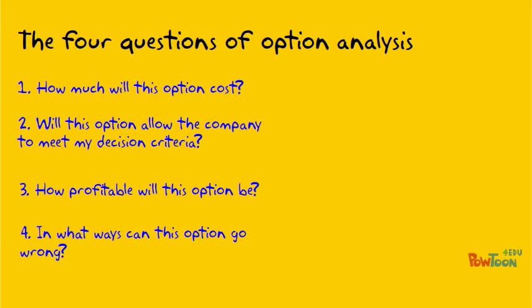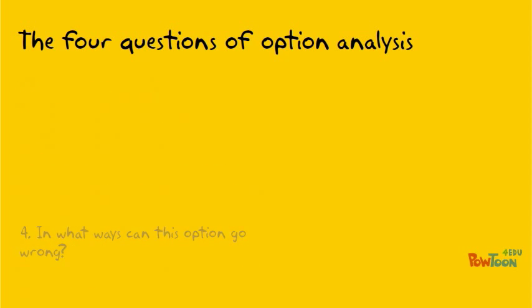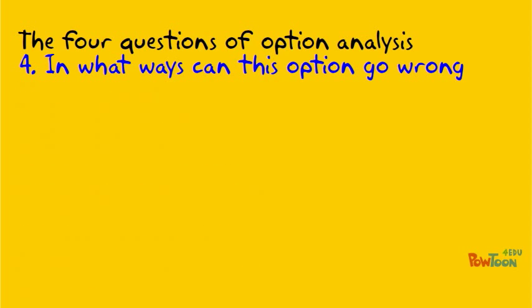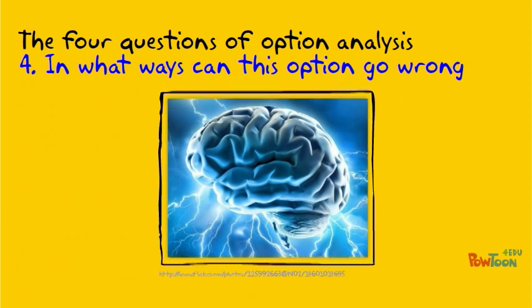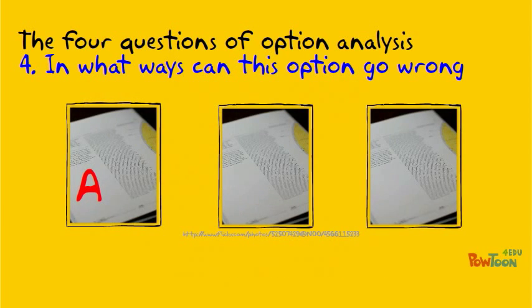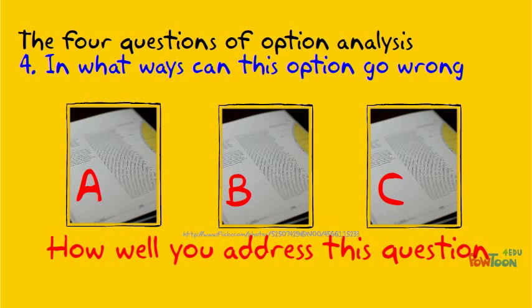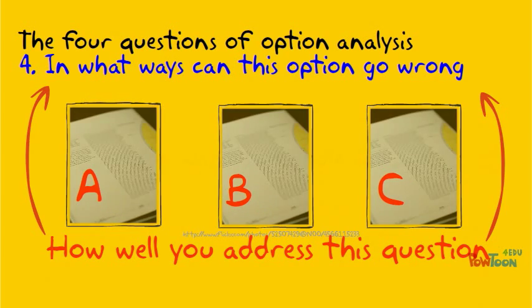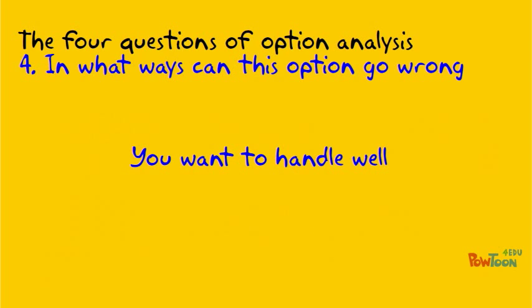All right, question number 4. In what ways can this option go wrong? This is where you get to show off your thinking process. Personally, I often find the difference between an A paper, a B paper, and a C paper resides in how well the paper addresses this question. So this is a question you want to handle well.